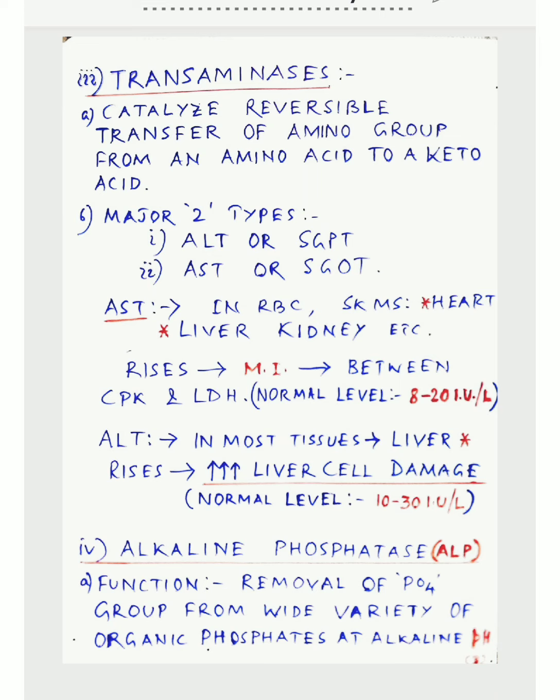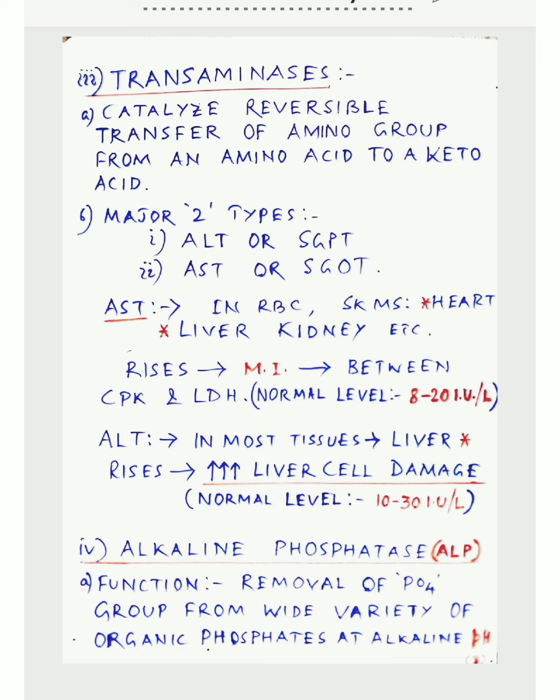So, a marked rise is seen in hepatic cellular damage, up to 50 to 100 times. In viral hepatitis, the rise in ALT is greater than AST, and levels of 2 to 5,000 international units per liter are common. ALT is more specific for liver diseases than AST.